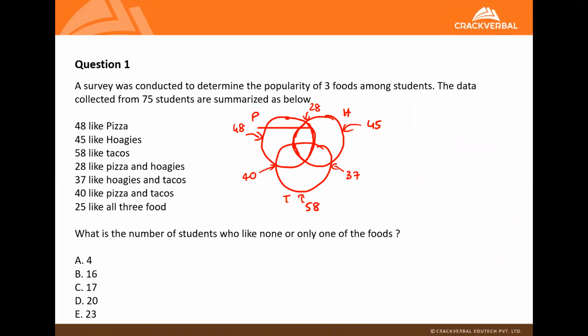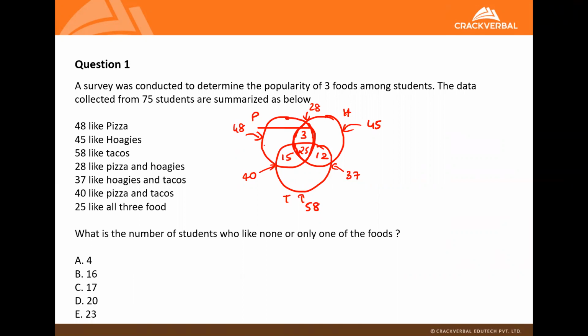So remember, I'm always going to start inside out. So 25 like all three foods. So I'm going to put 25 inside there and work my way backwards. So if this entire thing is 28, this is 25, this is 3. This entire thing is 40, this is 25, this is 15. And if this entire thing is 37, this is 25, this will be 12.